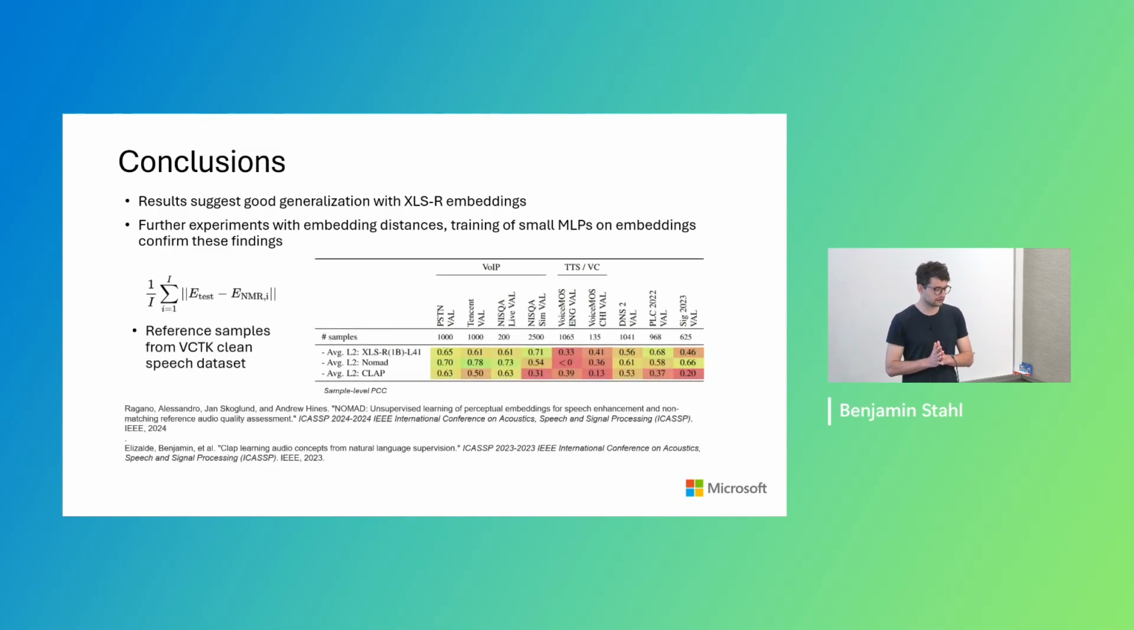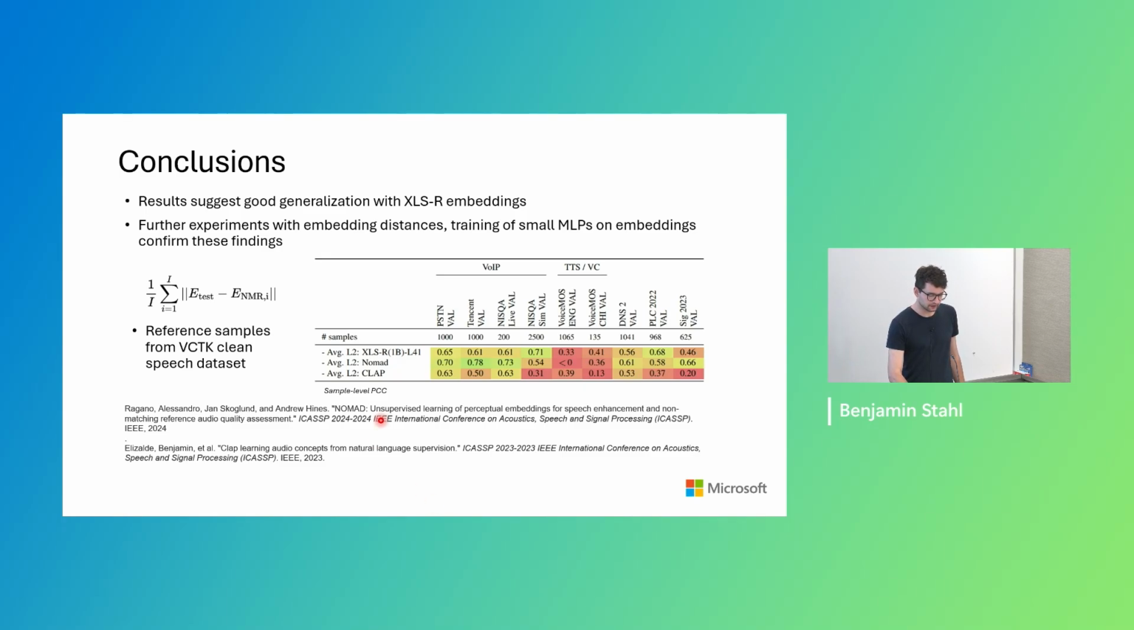Just to show one result, we use the VCTK as a clean reference speech data set, and then we computed the average L2 or Euclidean distance between each sample in that data set and the signal under test. And this should be inversely correlated to MOS if the embedding is good for speech quality assessment.